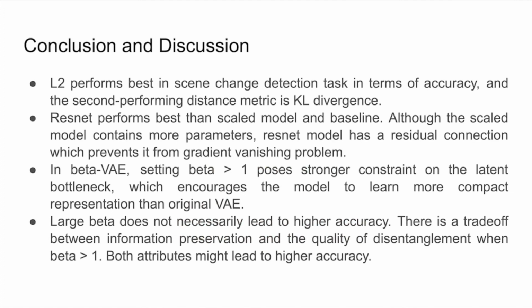To conclude, we find that L2 performs best in the scene change detection task in terms of accuracy. Second, the ResNet model performs better than others in that it has more parameters and a residual connection to prevent gradient vanishing. Third, larger betas lead to stronger constraint on the latent bottleneck and result in more compact representations. However, this does not necessarily mean better performance on our task, and there's a trade-off between information preservation and the quality of disentanglement when tuning beta, and both attributes play some role in our task.